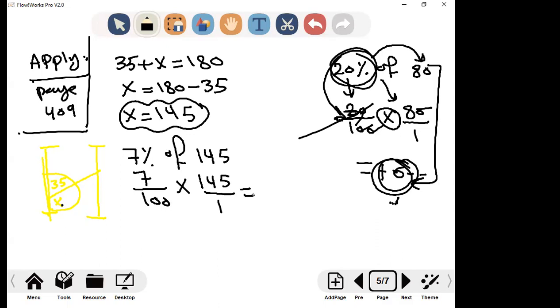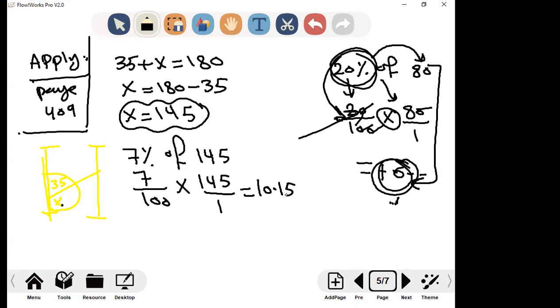Let's find the answer. I will use my calculator. So 7 multiply 145 equals something, divide by 100, it is 10.15. What does this mean? Focus on the board, guys, please. I found X, okay? X is how much? Good. X is now 145.